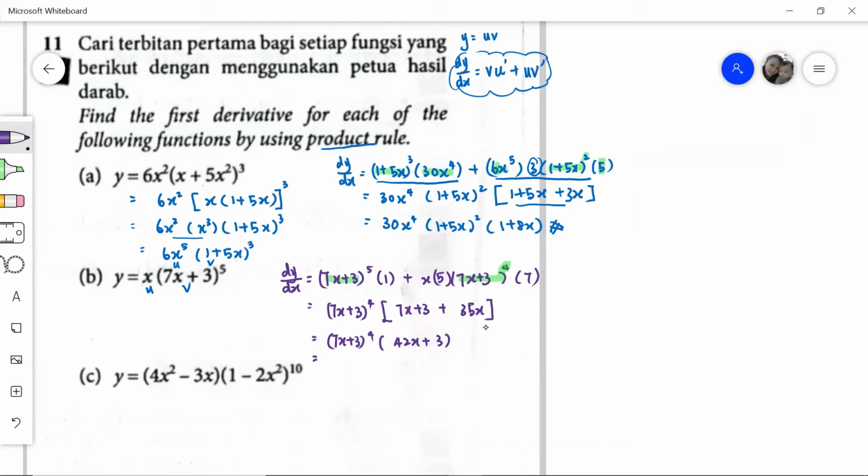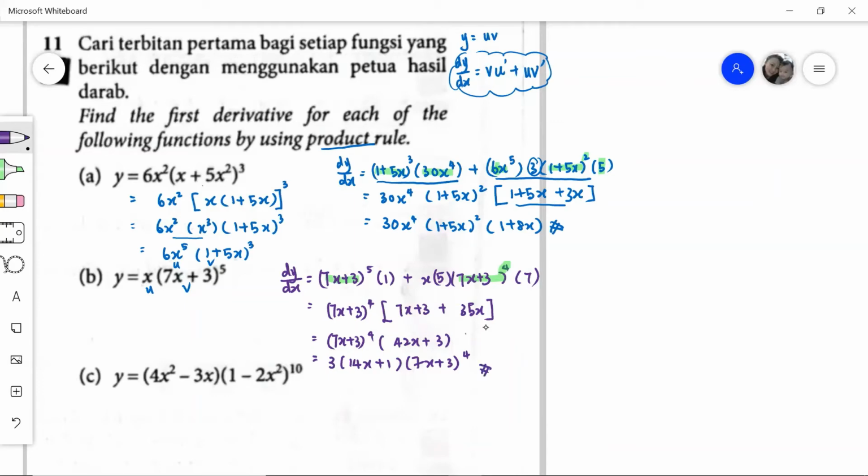Yeah, so it's a multiple of 3. So the highest common factor will be 3. So 42 divided by 3, we have 14x and then plus 1. And the 7x plus 3 raised to the power of 4, just copy. Okay, and that's it for the answer B.